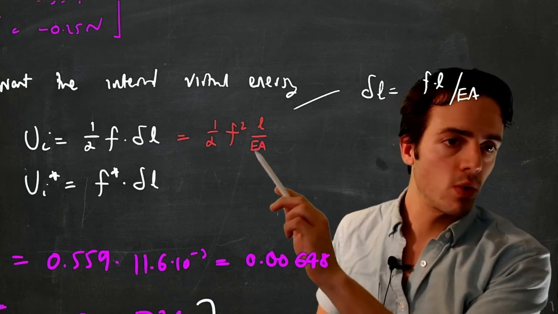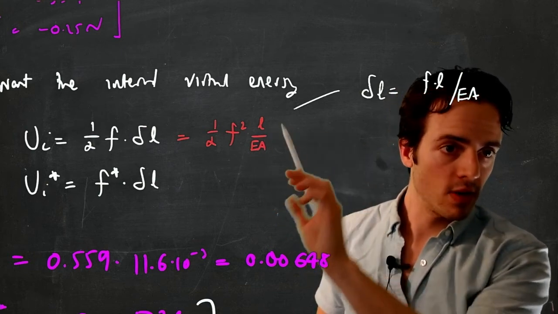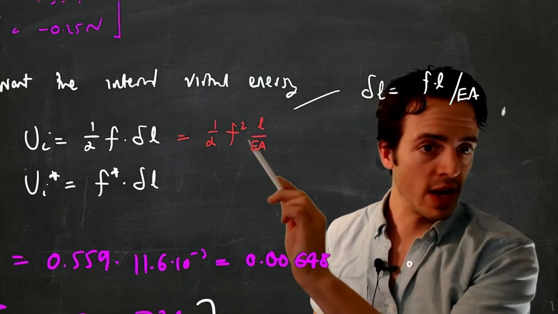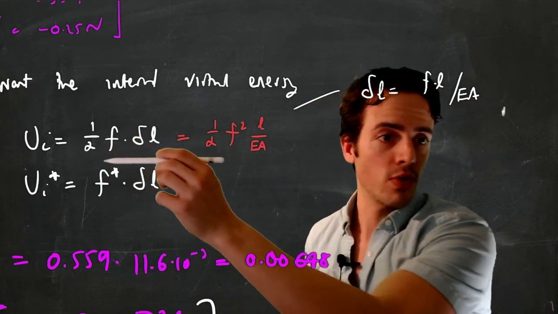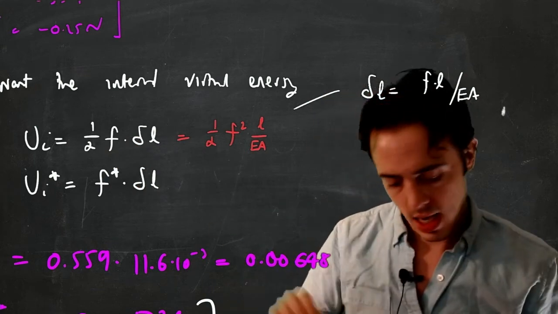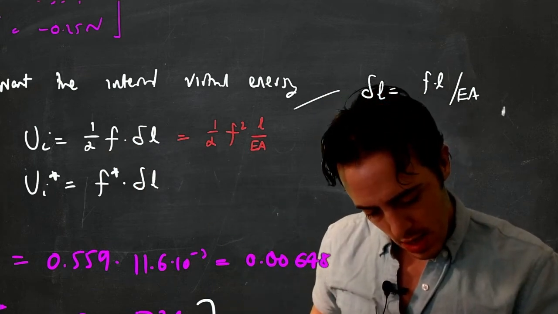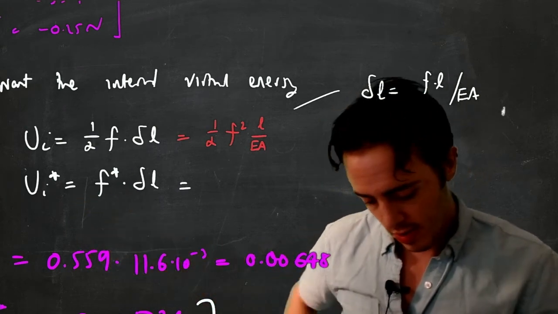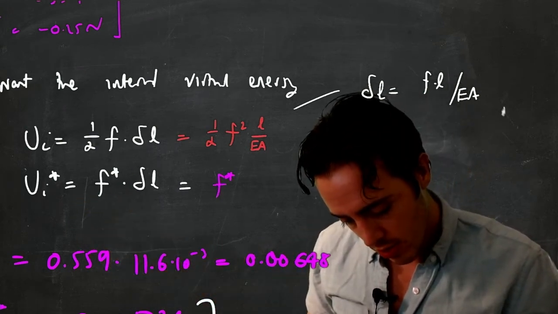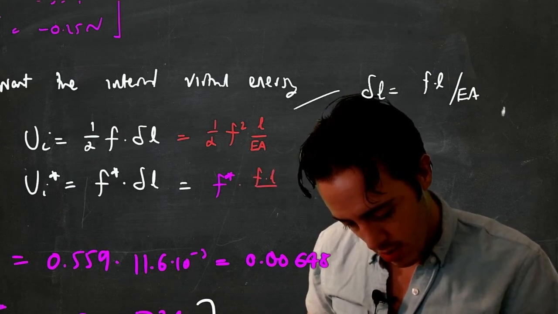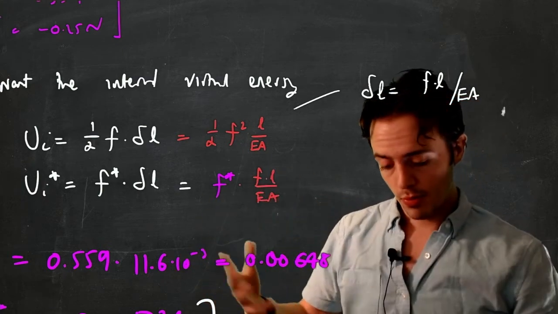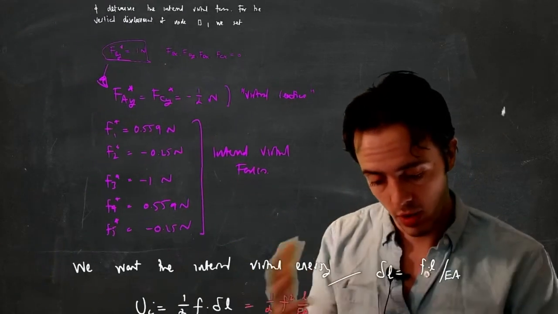So no matter what the force is, length's always going to be positive, Young's modulus and area are always going to be positive. No matter what the force is, whether it's positive or negative, we always get a positive quantity coming out. This one here is the internal virtual energy, which is what we've just determined, and is equal to the virtual force multiplied by the real force. Now these two can have different signs.